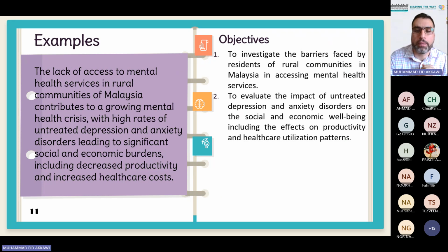How are you going to assess? This will be detailed in your methodology. It's not in your objectives. How are you going to assess the productivity? You will detail this one in your methodology.